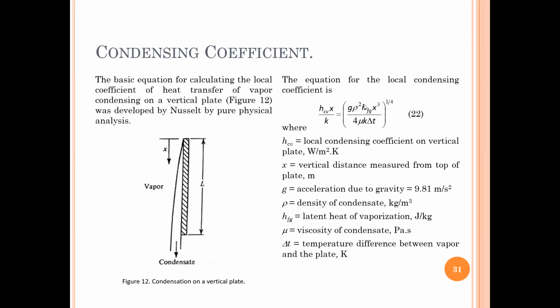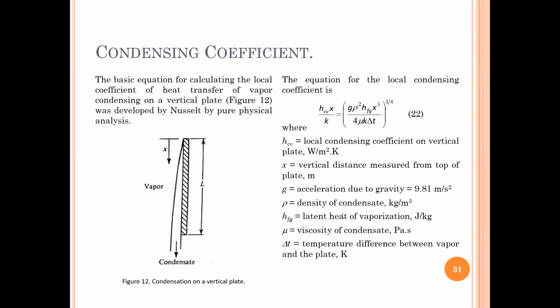Ito, figure 12. So the equation for the local condensing coefficient is: h_cb times x over k is equal to g rho squared times h_fg x cubed over 4 mu k delta T to the 0.14, where h_cb is the local condensing coefficient on vertical plate, x is the vertical distance measured from the top of the plate, and g is the acceleration due to gravity, 9.81 meter per second squared.